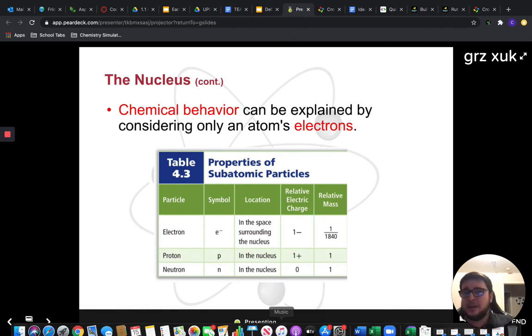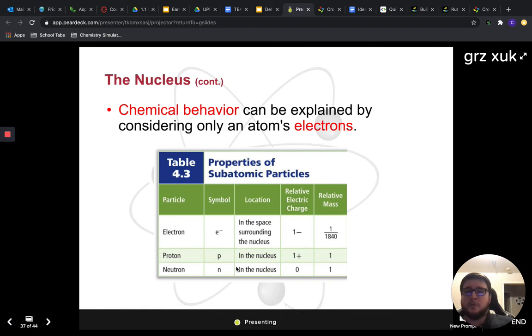This table summarizes everything about the particles. The symbol, so if you see e minus, if you see the letter p, or if you see the letter n, these are symbols for electrons, protons, and neutrons. It talks about their location, so protons and neutrons inside the nucleus, electrons surrounding the nucleus, orbiting the nucleus. Okay, it talks about their charge. Electrons are 1 minus, protons are 1 plus, neutrons are 0, neutral.